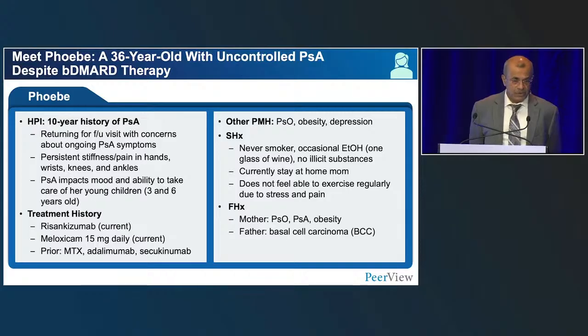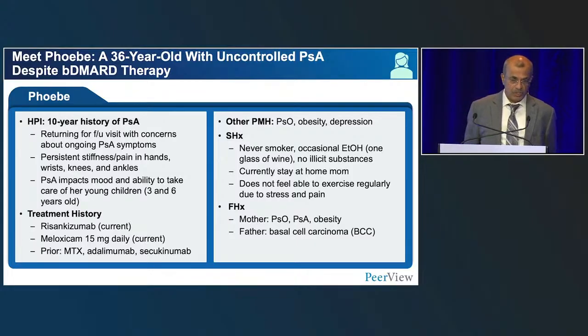10 year history of psoriatic arthritis, returning for a follow-up visit with concerns about ongoing psoriatic arthritis symptoms, persistent stiffness and pain in hands, wrists, knees, and ankles. Psoriatic arthritis is impacting her mood and her ability to take care of her young children.